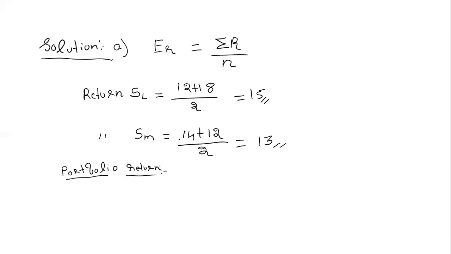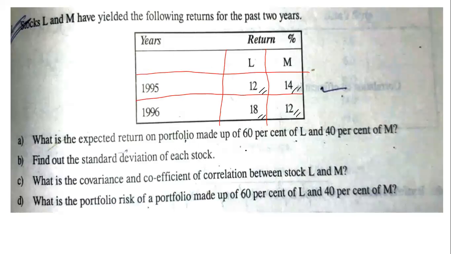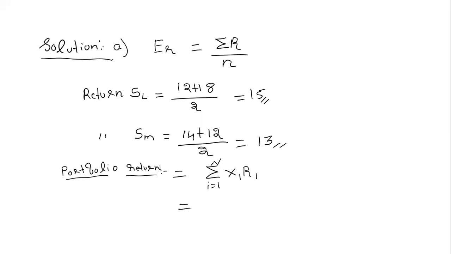We have calculated individual stock return. Now we have to calculate the portfolio return. The formula for portfolio return is summation, i equal to 1 to N, of Xi into Ri. Here X represents the weight that we have already calculated in earlier problems, and R represents the rate of return, that is nothing but the average. In the problem it is mentioned that we are investing 60% in L and 40% in M, so weight for L will be 0.6 and weight for M will be 0.4.